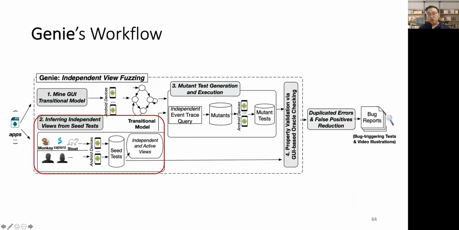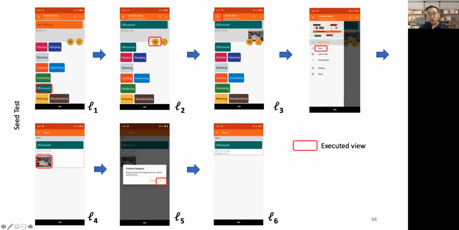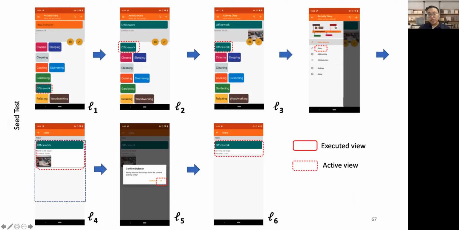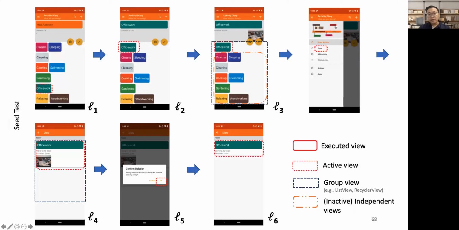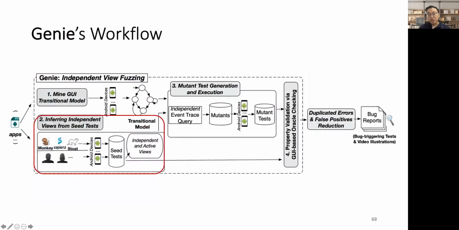In the second step, Genie will infer independent views during the execution of seed test. Here, we assume Genie gets a seed test which corresponds to the normal usage scenario introduced before. Specifically, during the execution of this seed test, Genie will analyze which views have been executed and annotate them as active views, and also update this active view information across the following GUI pages if possible. According to the active view information maintained on each GUI page, Genie will analyze which views are inactive and independent from the current active view, by which we can inject independent event traces.